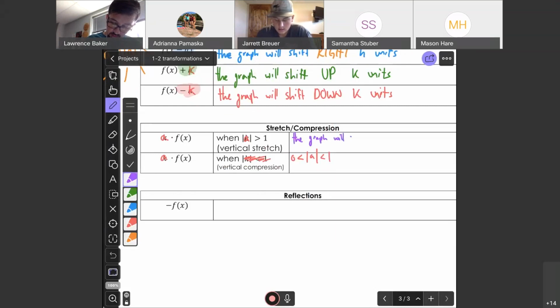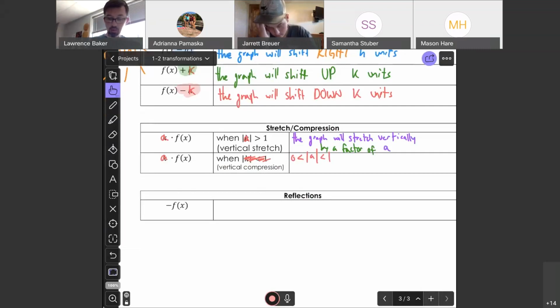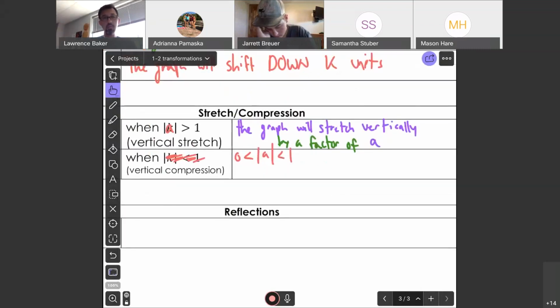So stretch vertically. And by a factor of, so I'm going to put that in a different color here, just because I want to highlight that we need to use that phrase. Then we just say by a factor of A, whatever A is. Again, we won't say A units. So the graph will stretch vertically by a factor of A.